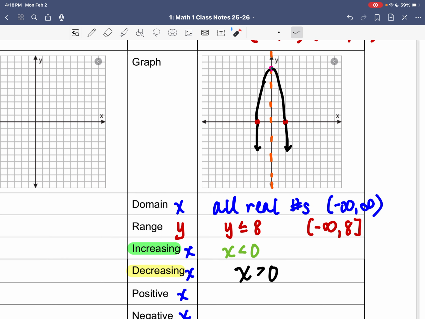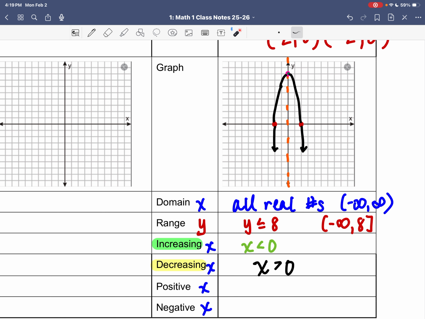So now let's look at our graph and let's complete the rest. So our domain, since we have our arrows, is going to be all real numbers, so it's going from negative infinity to positive infinity. And then our range, remember you're looking at your y's. So we're going from the bottom all the way up. So we're coming from negative infinity and we're stopping at 8. So we can say y is less than or equal to 8, or you could write it this way. Either way is good.